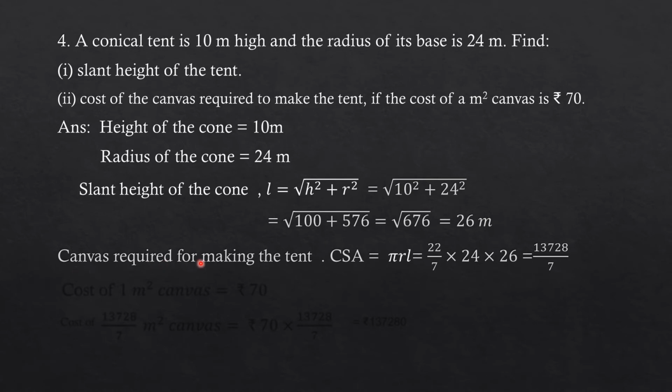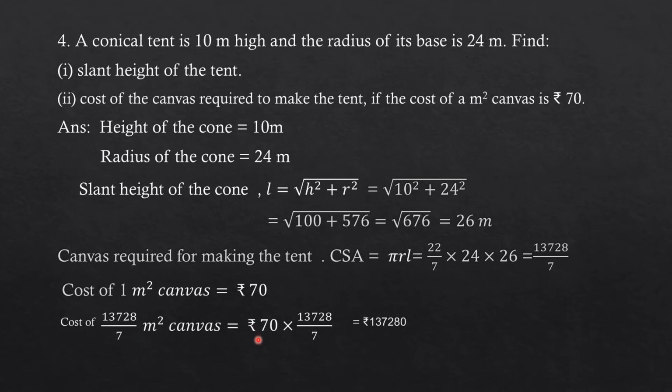To find the canvas required for making the tent, we need to find the CSA, which is equal to πrl, which is 22/7 × 24 × 26, which is 13,728/7. We are given the cost of 1 meter square of canvas as 70 rupees. Therefore, the cost of 13,728/7 meter square of canvas will be 70 × 13,728/7, which is equal to rupees 1,37,280.